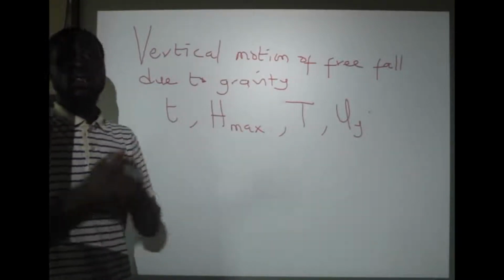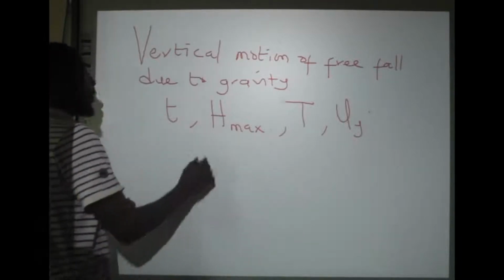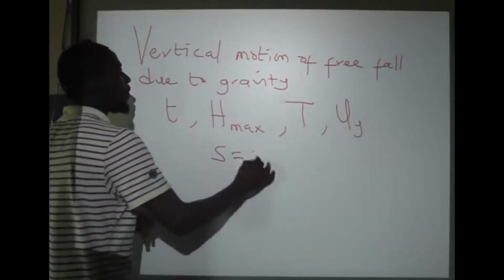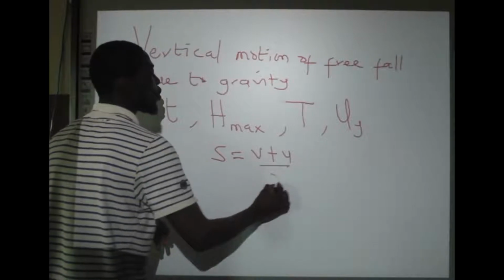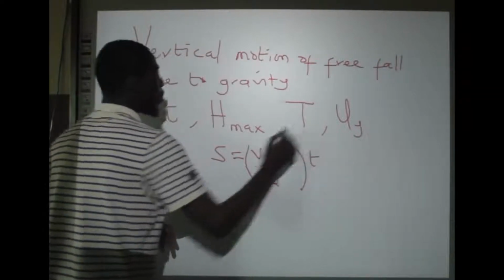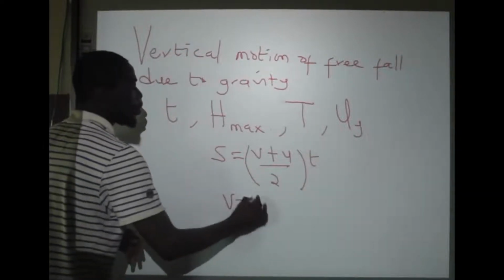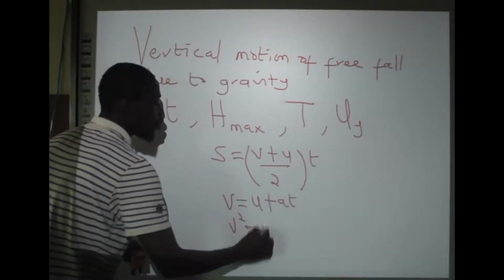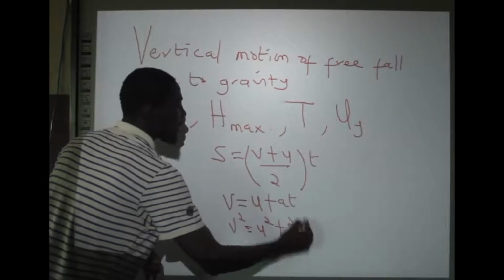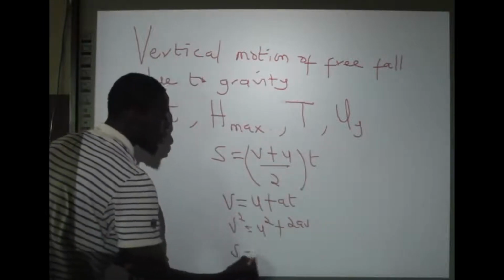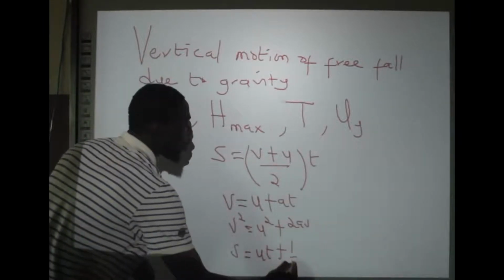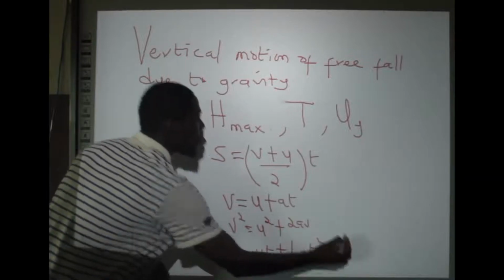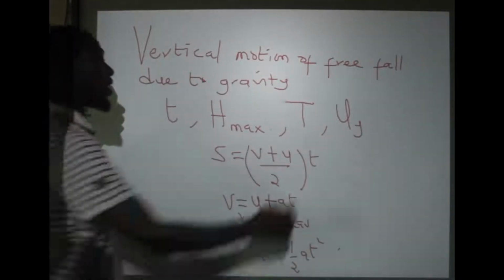If you recall, I told you that we have 4 equations of motion. The first being S is equal to (V plus U) all over 2 times T. The second being V equals U plus AT. The third one is V squared is equal to U squared plus 2AS. And the last is S is equal to UT plus 1 over 2 AT squared. So these are all the 4 equations of motion.